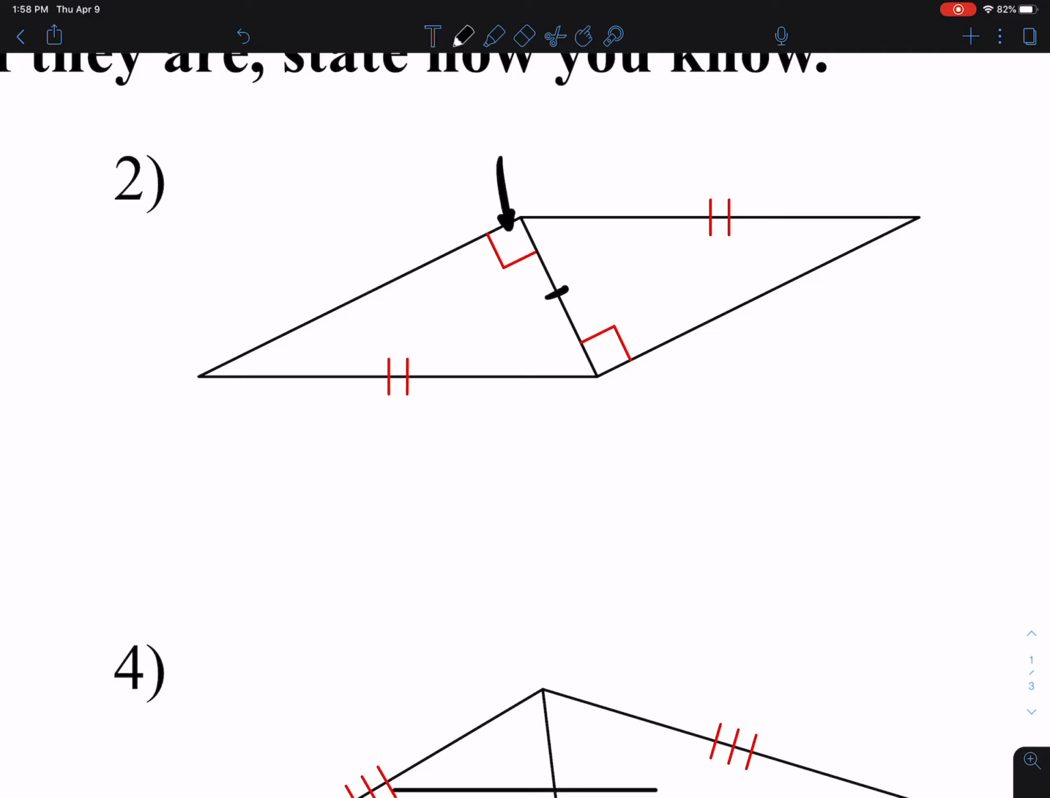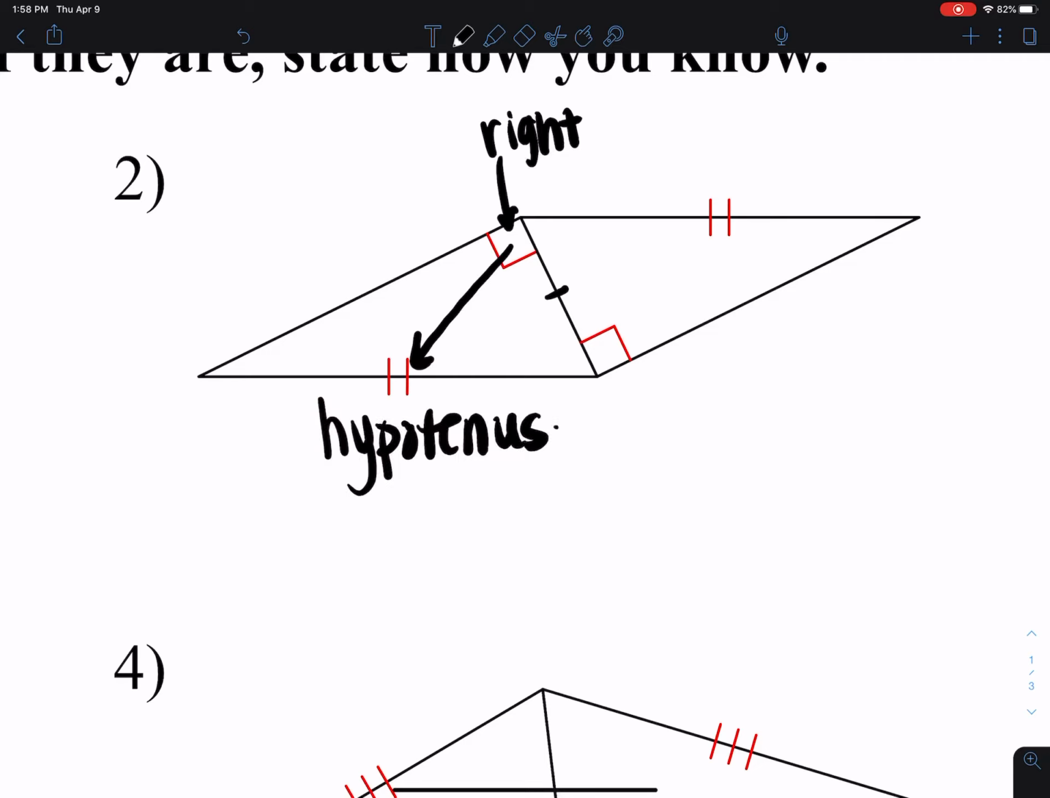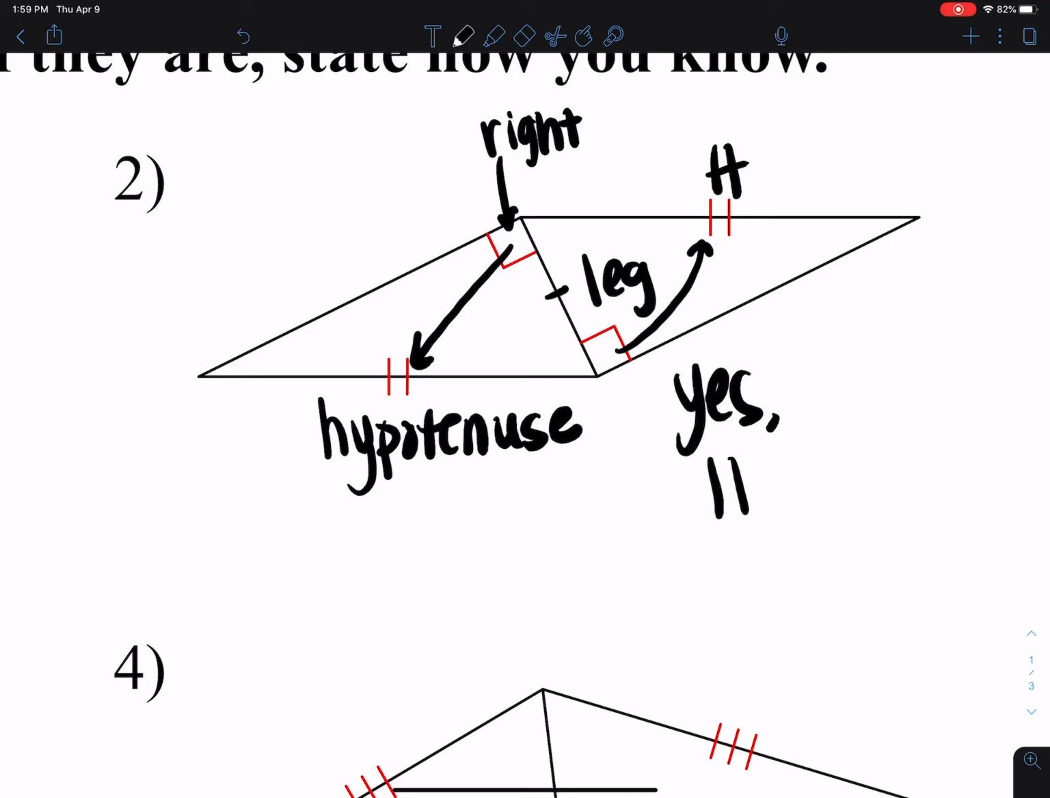The next one, these two triangles, they share a side. So it's the same side in both of them, so that side is congruent. This is a right triangle. And whenever you see a right triangle, you should think, oh, the one across from that is the hypotenuse. So we have a hypotenuse and a leg that's congruent in both of the triangles. So you would say, yes, these are congruent because of HL, which is hypotenuse leg.